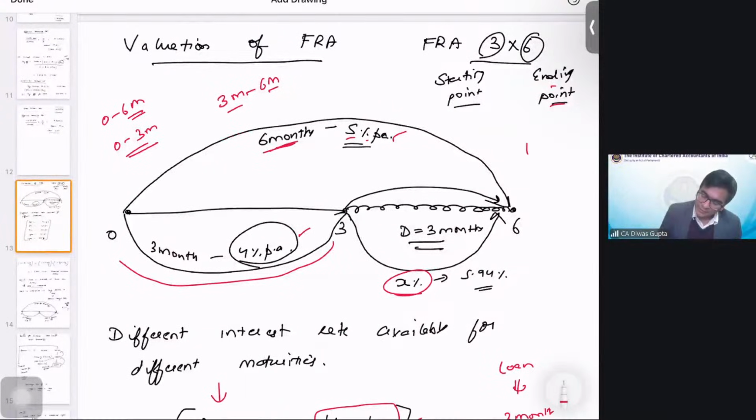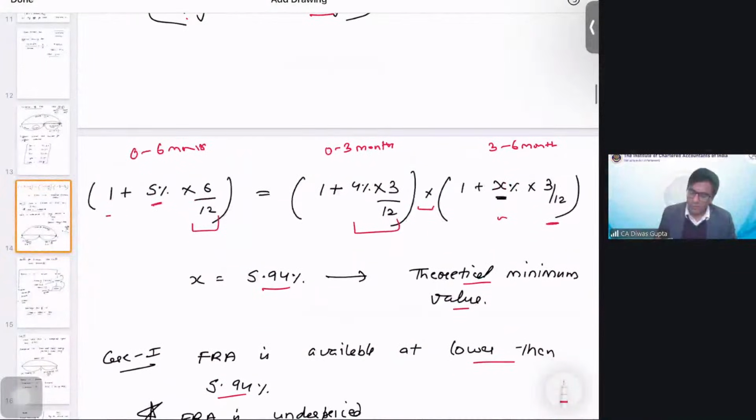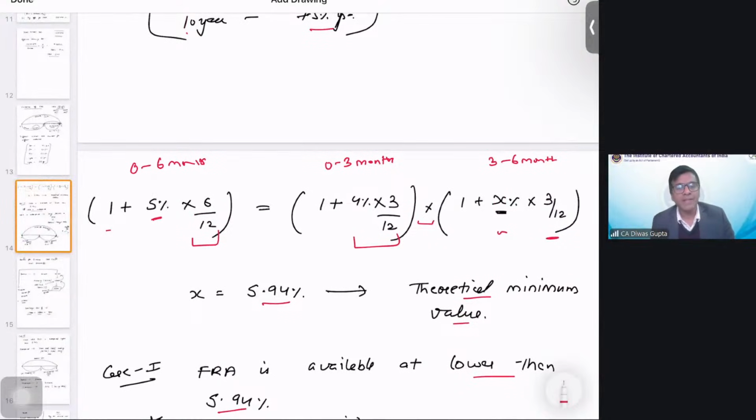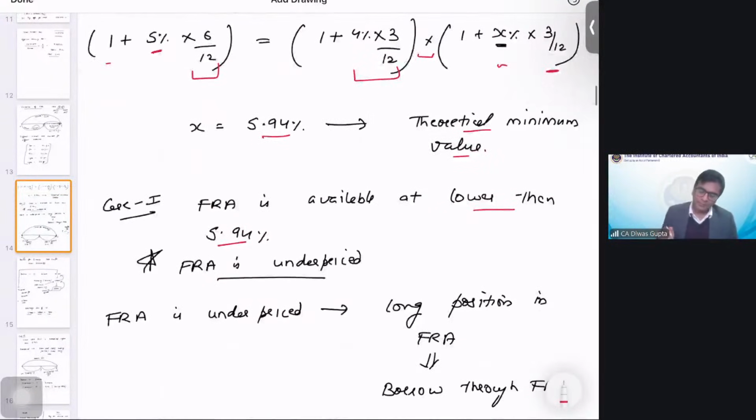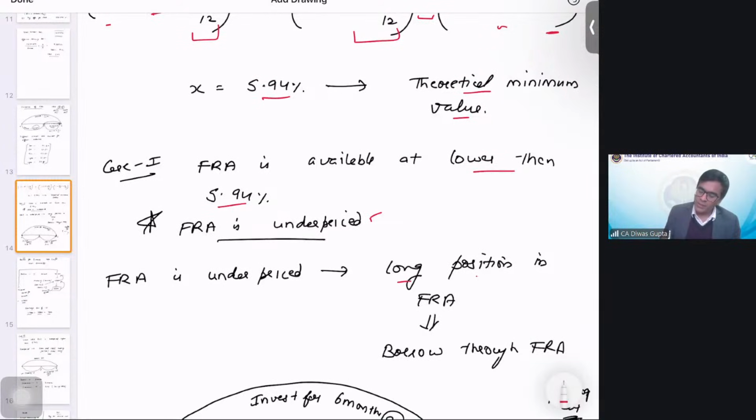so if FRA 3 by 6 is available at lower than 5.94 percent, then we call it FRA is underpriced, correct? So what happens, students, if I think the value is 5.94 but in the market it is available at 5.9, that means the FRA in the market is underpriced. If FRA is underpriced, then what will happen? We take a long position in FRA, students, right? And hence we borrow through FRA.